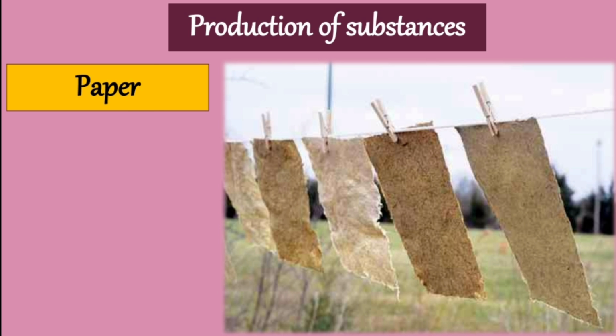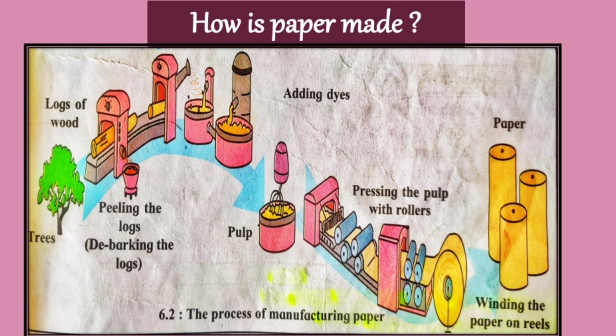Now we will see how paper is made. Coniferous trees like pine are used to make paper. The bark of the logs of these trees is first removed, okay, and the wood is broken into small pieces. The mixture of these pieces and some chemicals is kept soaking for a long time. We add chemicals and it is kept for a long time. It helps to form pulp. What does it form? Pulp.